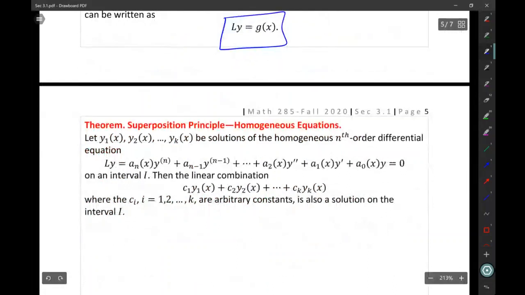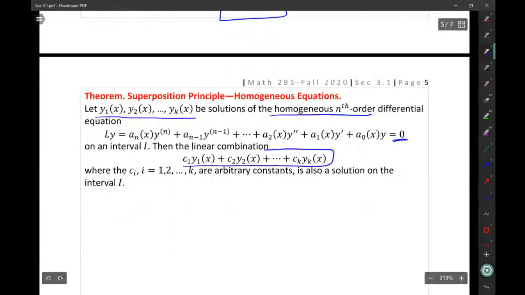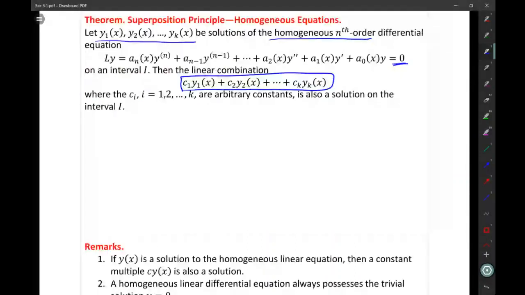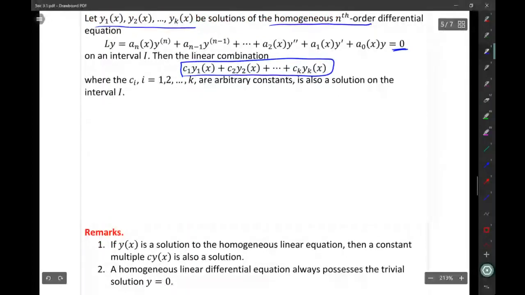Now, if y1 until yk are solutions of the homogeneous nth order differential equation, then the linear combination of the solutions also represents a solution. I mean C1 times Y1, plus C2 times Y2, plus C3 times Y3, until Cn times Yn, or the sum of Ck times Yk. A linear combination of the solutions is also another solution.